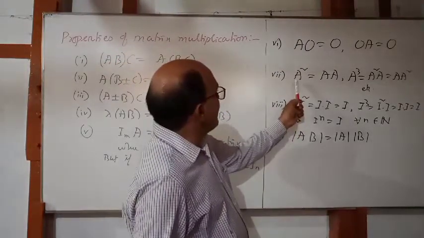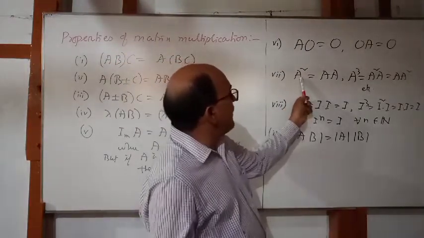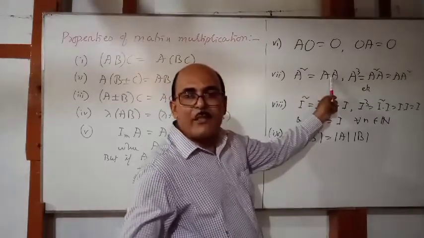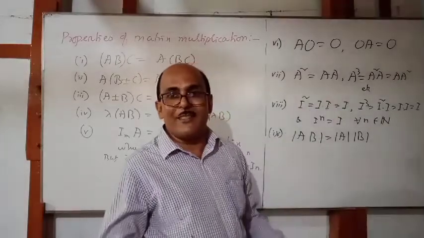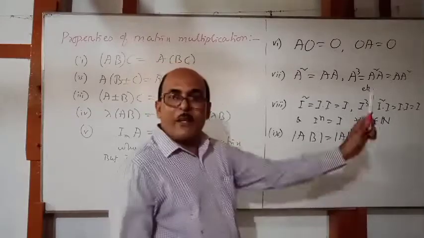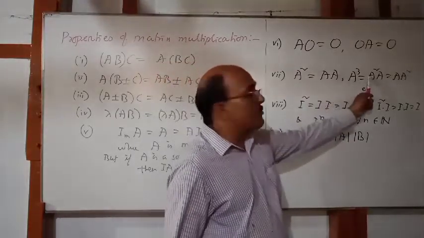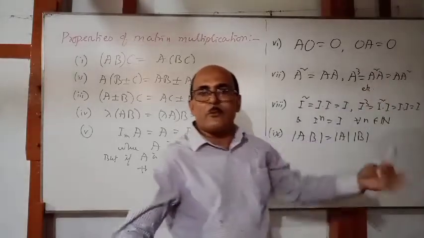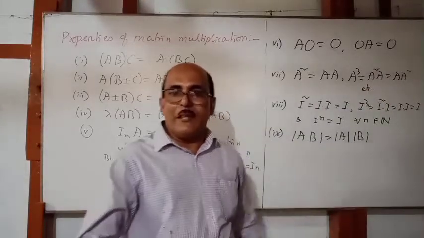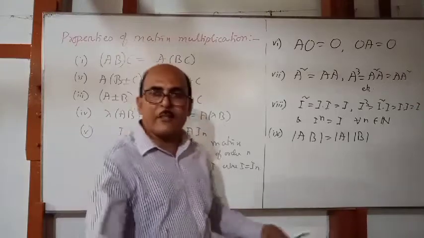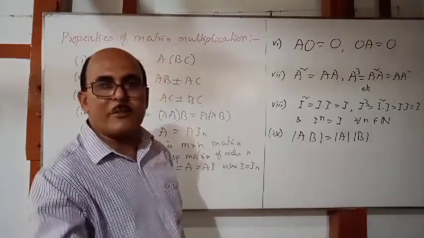Number 7 properties: A square. How do you find A square? A into A. It is not that you square all the elements of A. Not like that. You have to multiply row and column like that, the rectangle process. So A square. A cube will be A square into A or A into A square. Similarly, A to the power 4 will be A cube into A or A into A cube, like that. In general, you can calculate A to the power n for any positive integer.